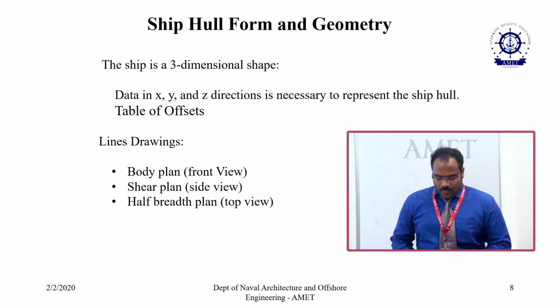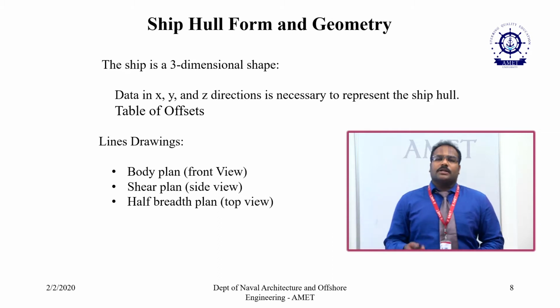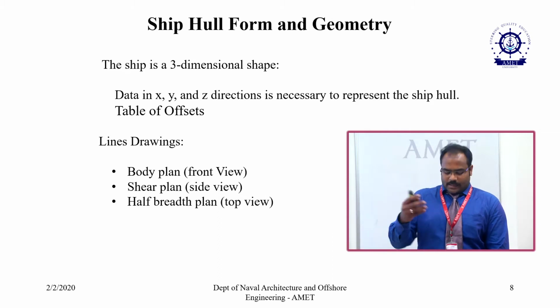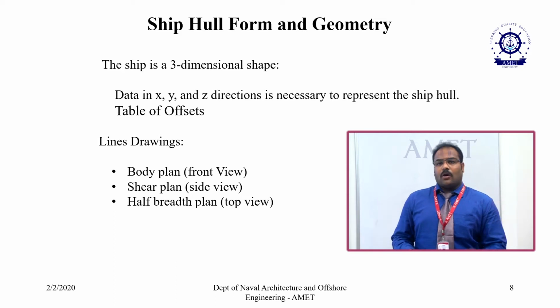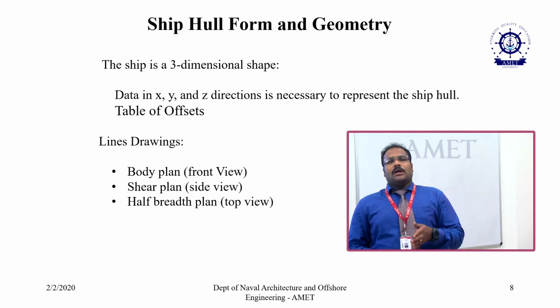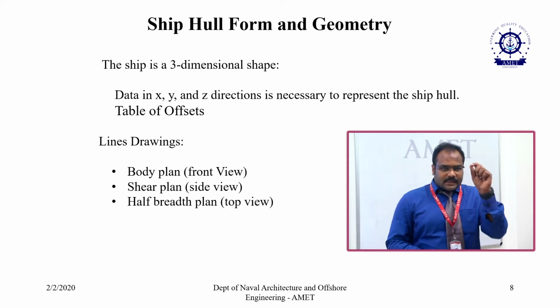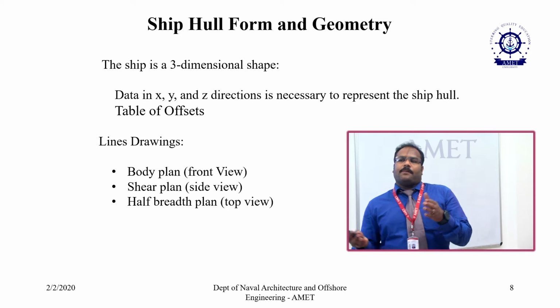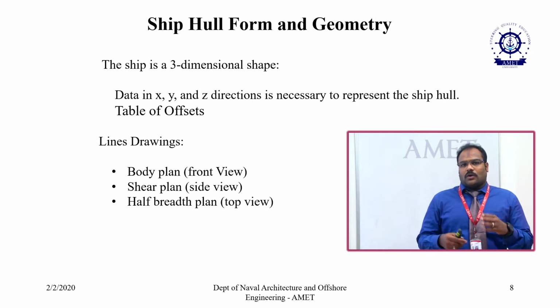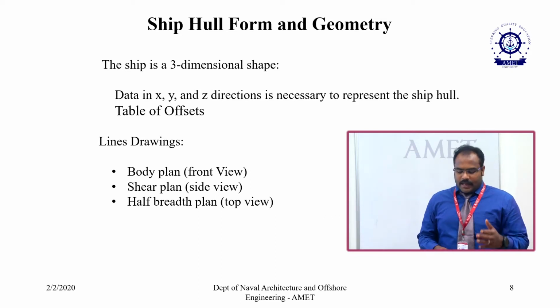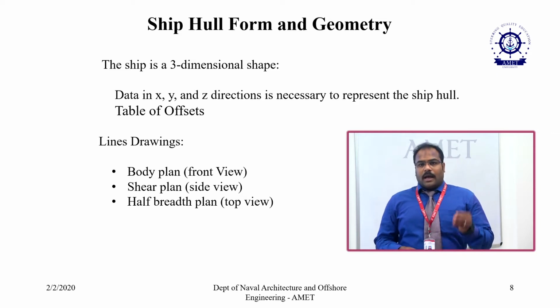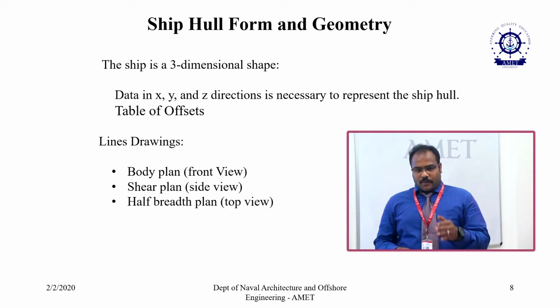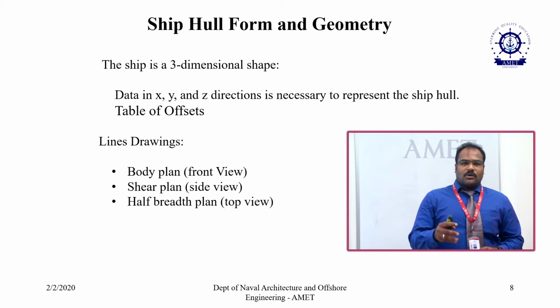All the required data in a ship is given in x, y, and z-axis, as we already discussed just now, and all this data is put in a table called an offset table. A singular unit of this data is called an offset, and when I put all this data into a table, it is called an offset table. These lines are drawn in three plans: body plan, sheer plan, and half breadth plan.